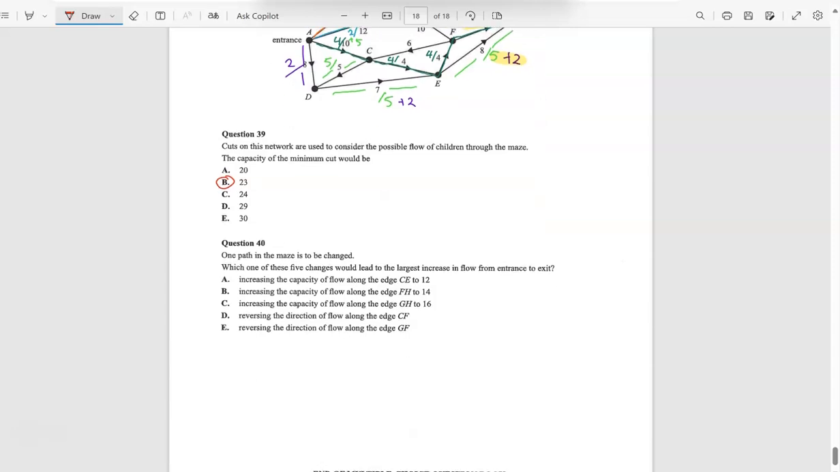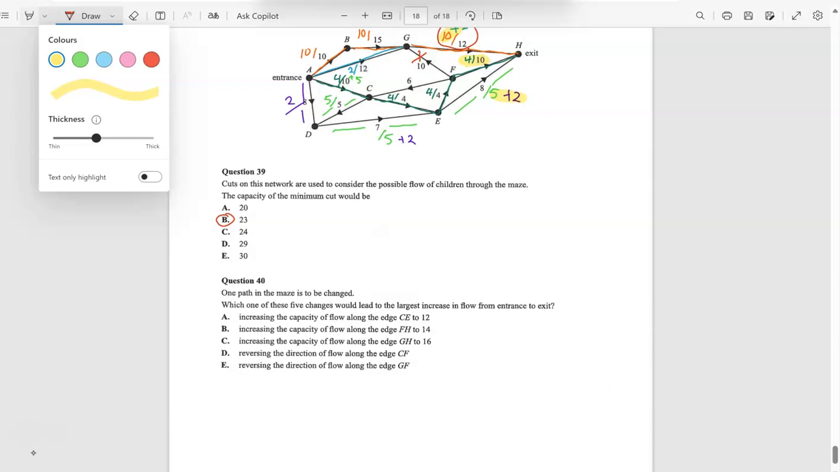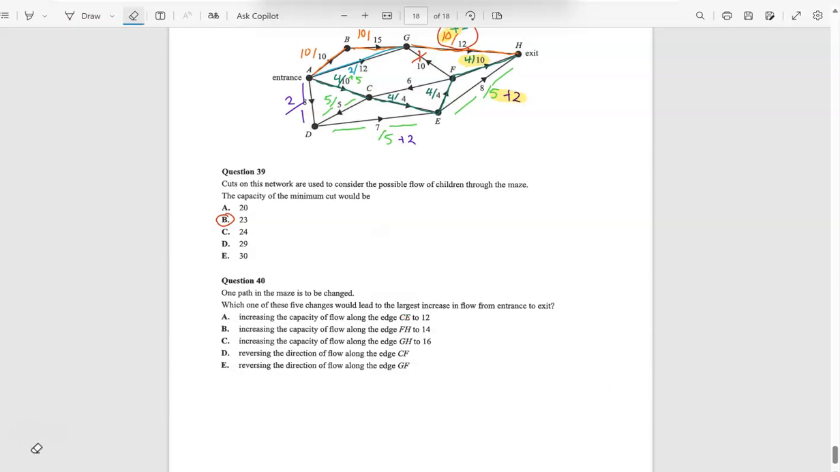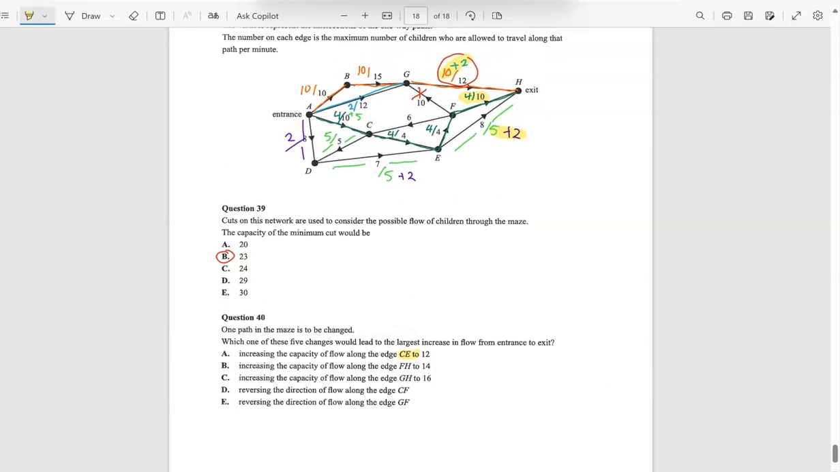go to the next one, it says one path in the maze is changed. Which of these 5 changes would lead to the largest increase in flow from entrance to exit? So if you have a look, I'm going to just highlight them and have a look at it. So it said increasing the capacity of CE to 12. So I'm going to go look where CE is, and I'm probably going to highlight it. That's this way. So it's increasing it to 12.